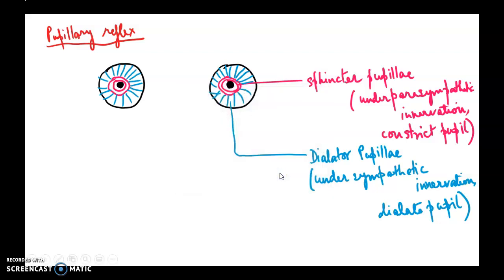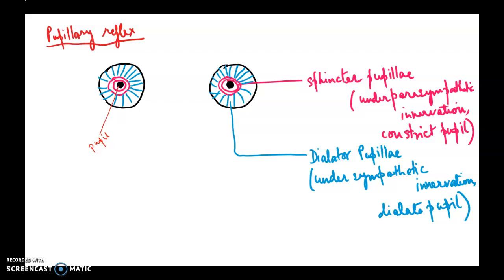Alright class, so today we are going to talk about pupillary reflex, and in this picture you see two eyeballs. I have labeled different parts of the eyeball. This in the center, this is a pupil. So the black blob-like structure at the center of the eyeball is a pupil.